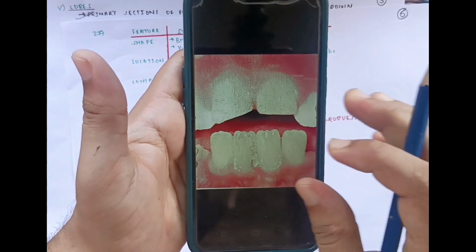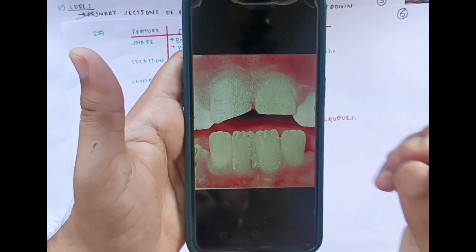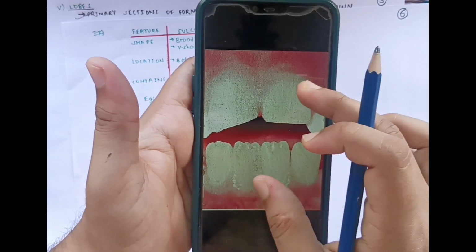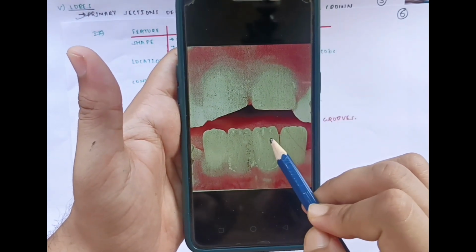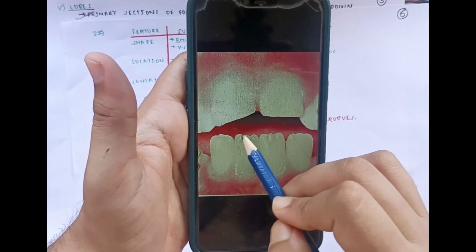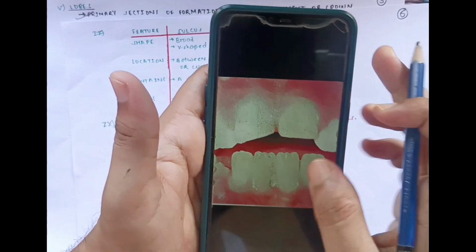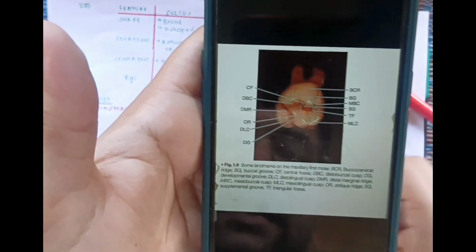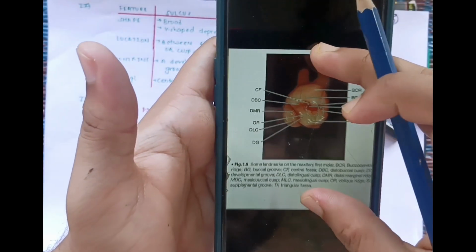Usually in the teeth of a baby we can easily feel this rounded protuberance at the incisal third of the tooth. Okay, so let's first study this diagram.